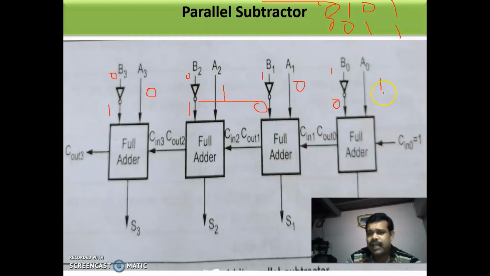So here 0 plus 1, 1 plus 1 plus 0 is 1 0, so sum is 0 and carry is 1. So here we'll be getting 1 plus 0 plus 0, that is 1, so carry 0. 0 plus 1 plus 1, 1 plus 1 is 1 0, carry is 1. 1 plus 0 plus 1, 1 plus 1 is 1 0.